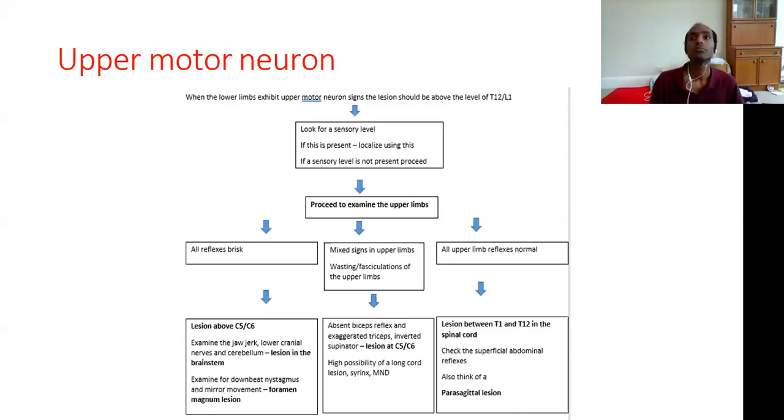Right. Then T1 to L1 is a long, large area. Between them, how do you localize the spinal cord lesion? How do we know?